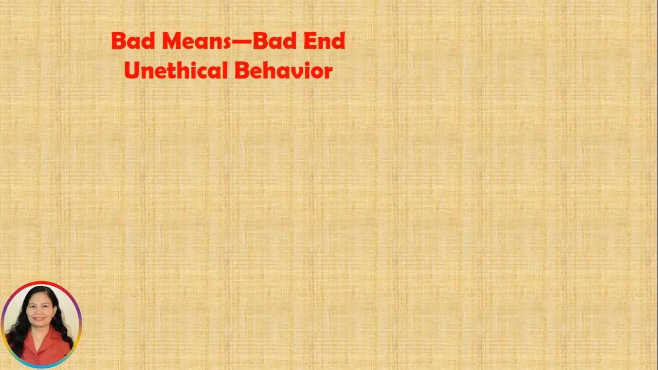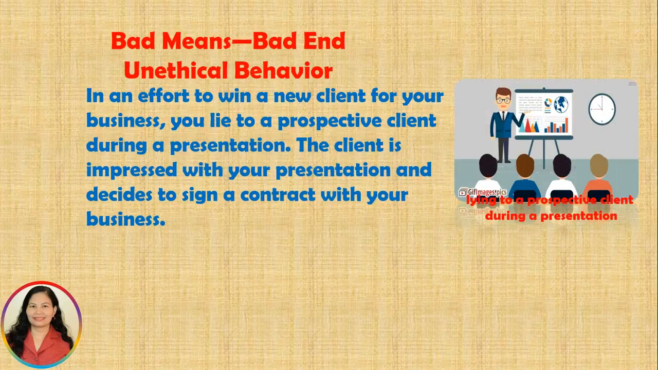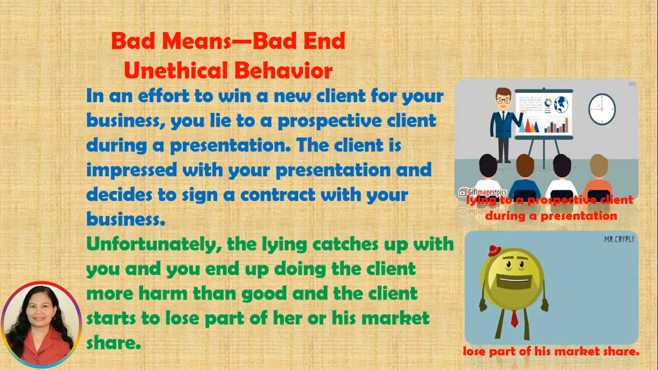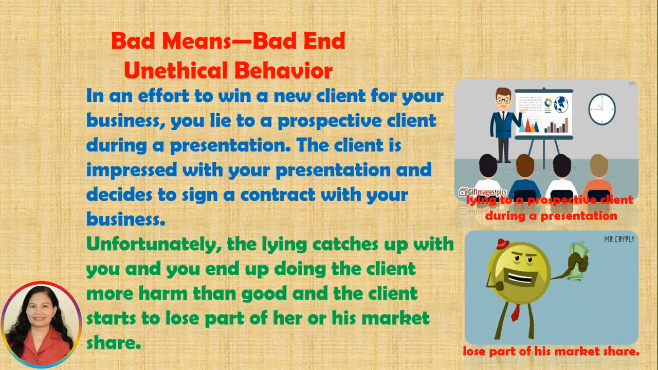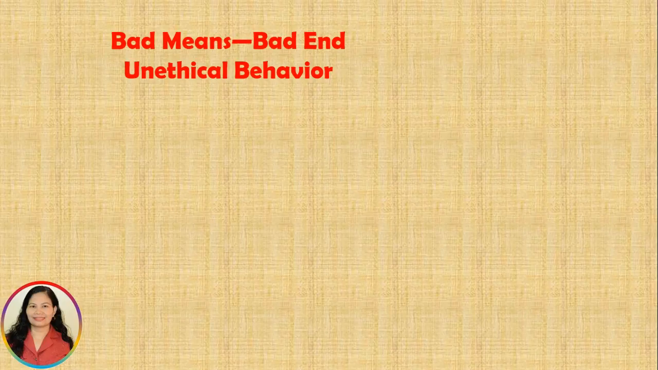The second scenario: in an effort to win a new client for your business, you lie to a prospective client during a presentation. The client is impressed with your presentation and decides to sign a contract with your business. Unfortunately, the lying catches up with you and you end up doing the client more harm than good, and the client starts to lose part of her or his market share. This ethical dilemma is an example of a bad mean leading to a bad end, or what is termed unethical behavior.